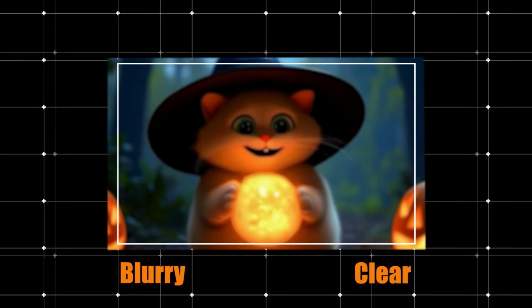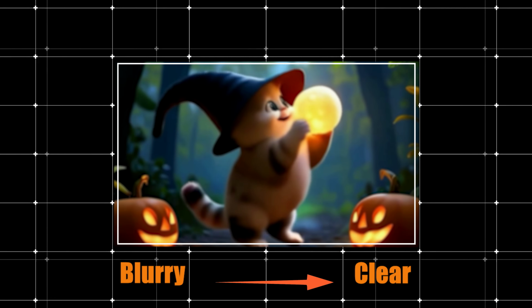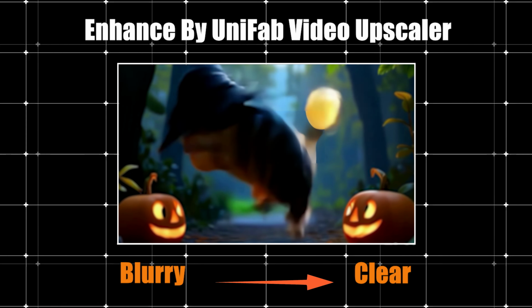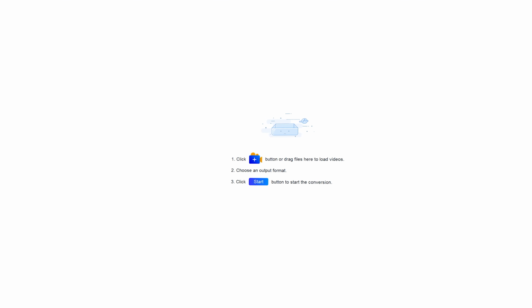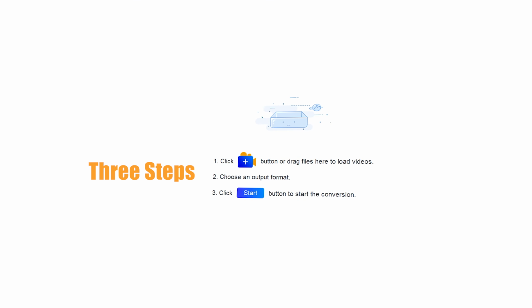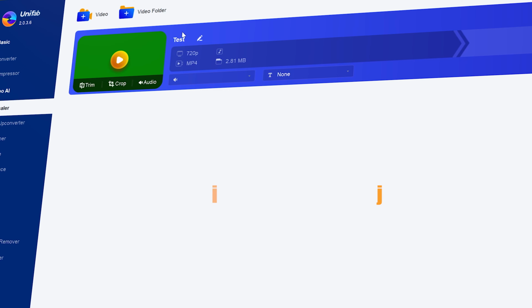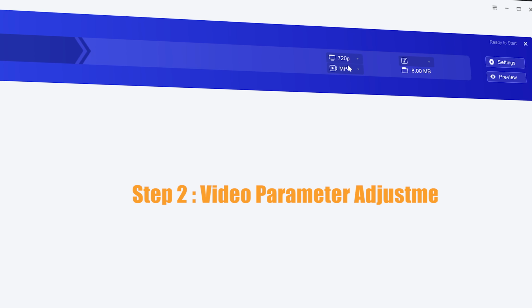However, we can see that the exported video is a bit blurry. In this case, you can turn on UniFab's upscaler to enhance the image quality. The software is very easy to operate and only requires 3 steps to complete the enhancement. Step 1. Select the upscaler function and import the video. Step 2. Make simple adjustments to the video parameters.